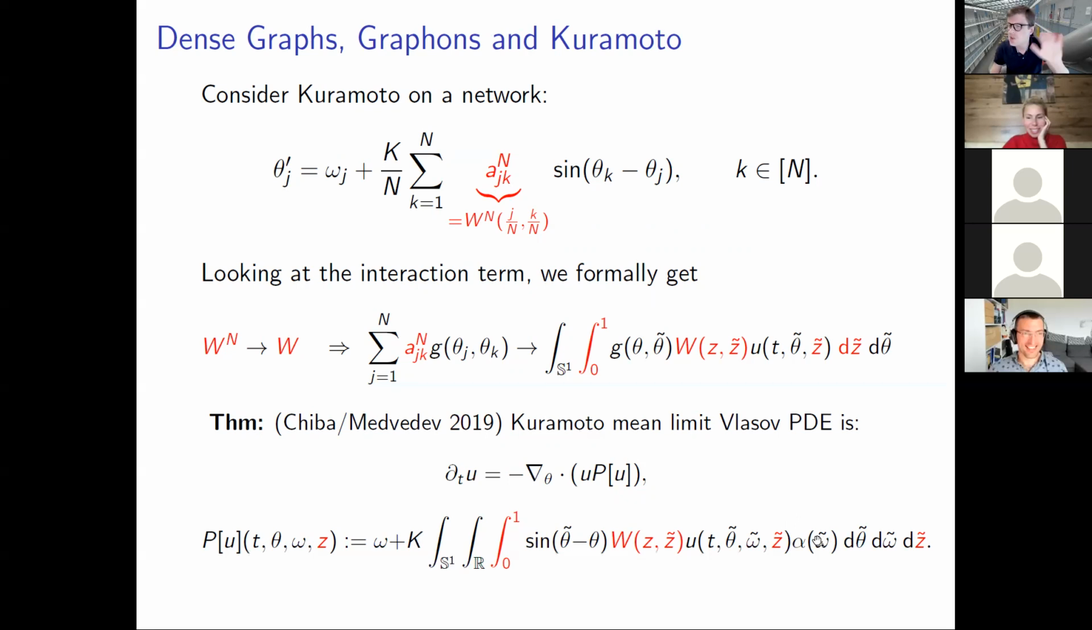So the alpha you can just discard for now. If you want to do it a little bit simpler, just discard in your brain the alpha, which is the distribution of the intrinsic frequencies of the oscillators. But then the other important integral is this new integral, which is basically convolving the density of a typical particle with a graphon. Yeah? And then you got a limit PDE.